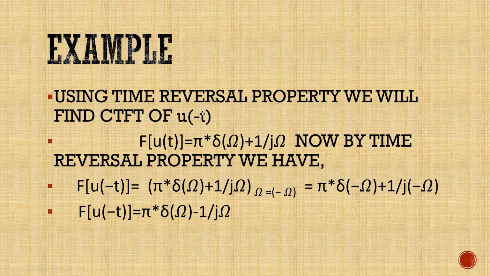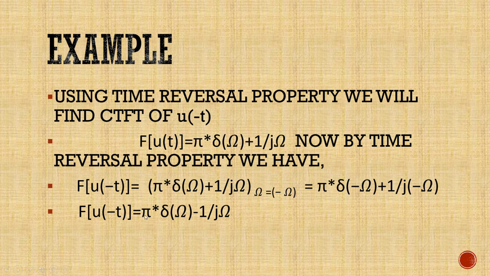First, consider u of minus t. We know that the CTFT of u of t is pi into delta of omega plus 1 by j omega, and we also know the time reversal property. On combining these both, we can directly write the Fourier transform of u of minus t as pi into delta of omega plus 1 by j omega at omega equal to minus omega, which will be pi into delta of minus omega plus 1 by j into minus omega. As delta of minus omega is equal to delta of omega, we will finally get the Fourier transform of u of minus t as pi into delta of omega minus 1 by j omega.